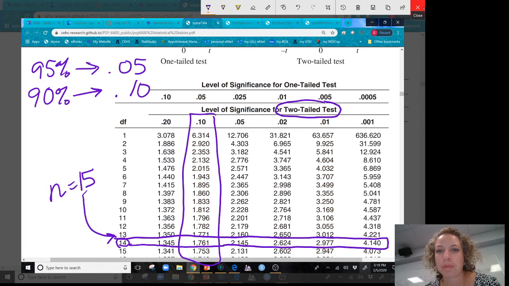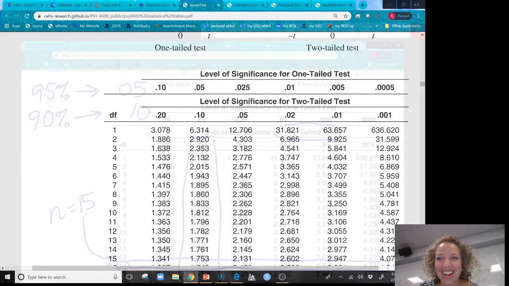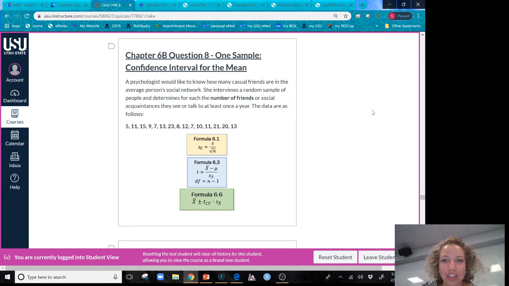Okay. The way we use this T table is different than the Z table. It's set up differently. You need some practice. That's why there are so many homework questions. Okay, so if we go back to the homework question.